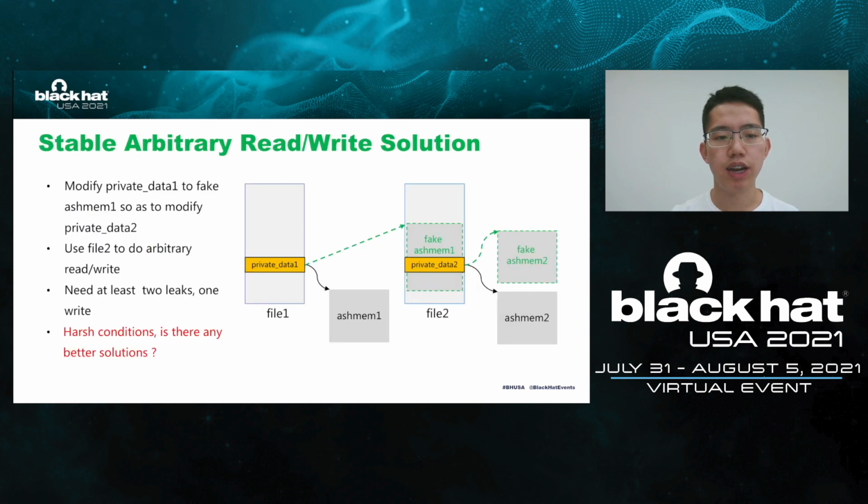I have already introduced 3 structures and the related functions that can be used to achieve arbitrary read and write. So how to achieve this target? At first, what we think of is to use HMAP. As the PowerPoint shows, we first need to modify private data 1, which makes us be able to modify the private data 2. Then we can use file 2 to read or write target memory.